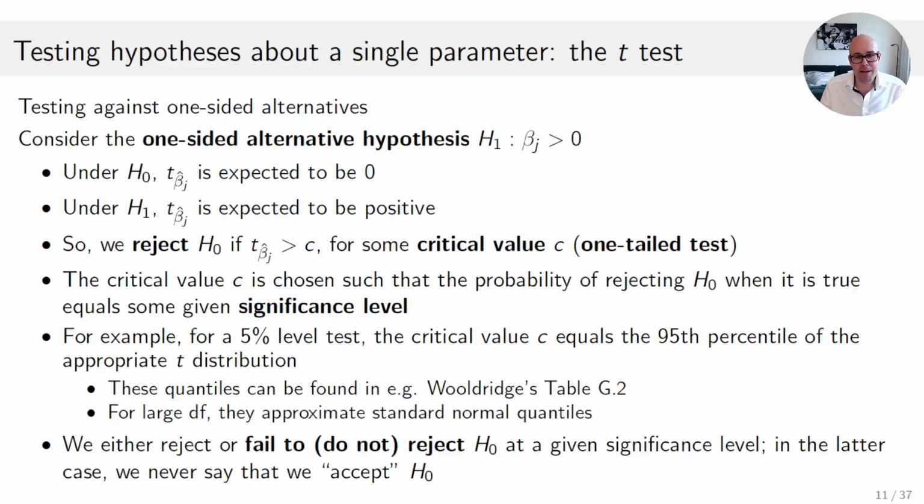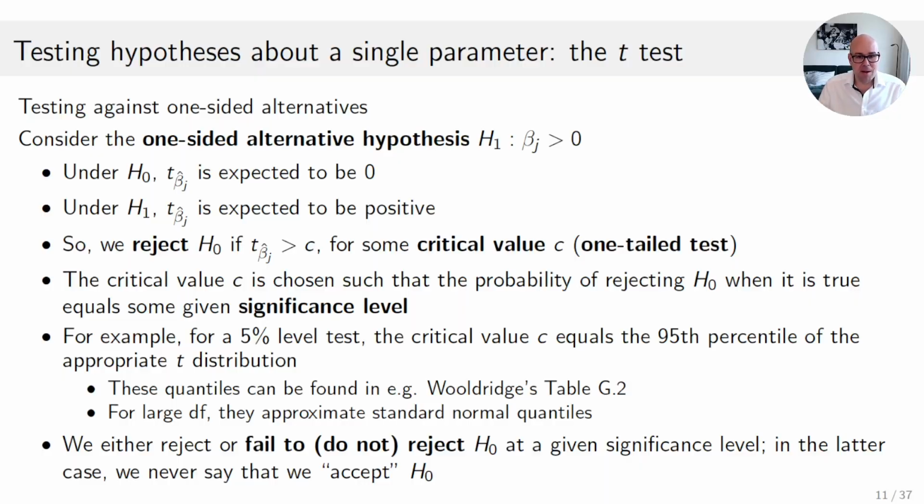Now, where do I find these quantiles? For instance, in Wooldridge's table G2, but that's very old school, right? Normally, you can simply use statistical software and ask that software for that value. So the t-distribution is basically programmed up, so you can just use a command to get it, so you don't need to really look it up.